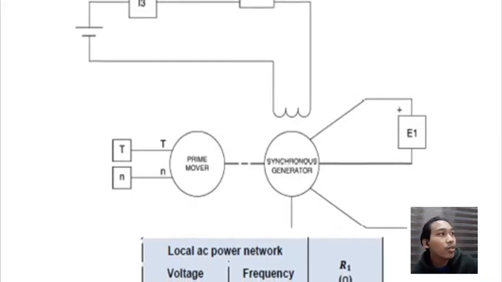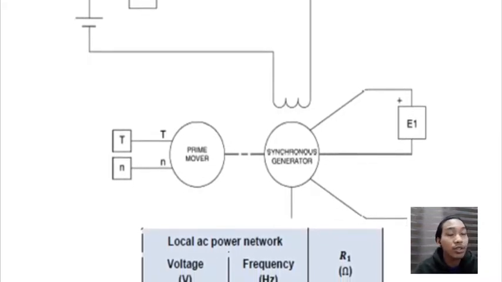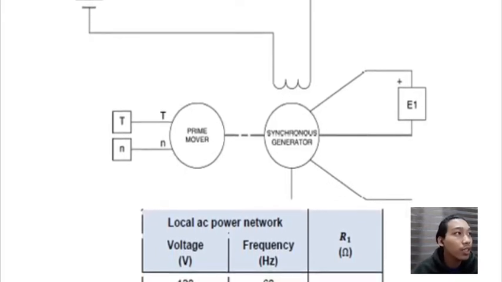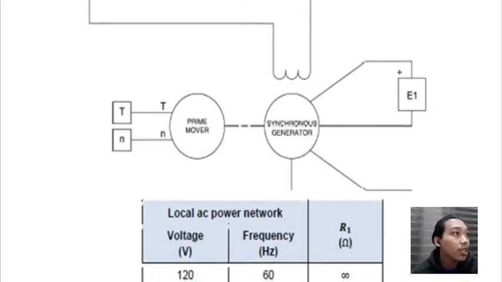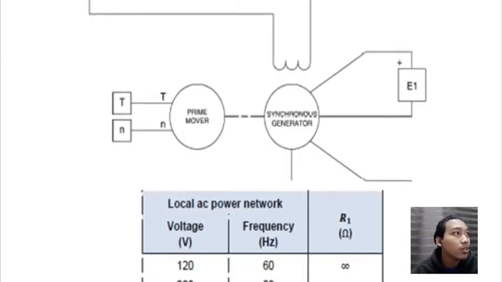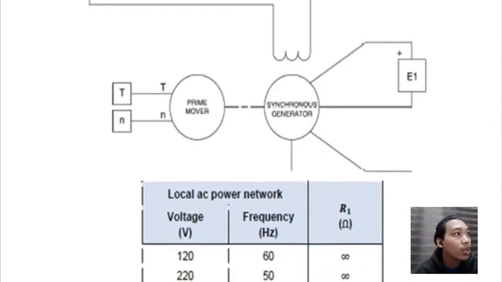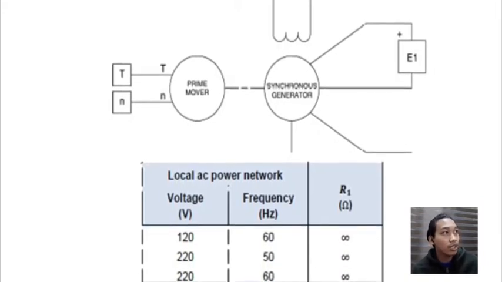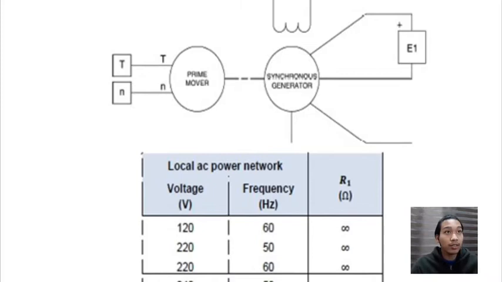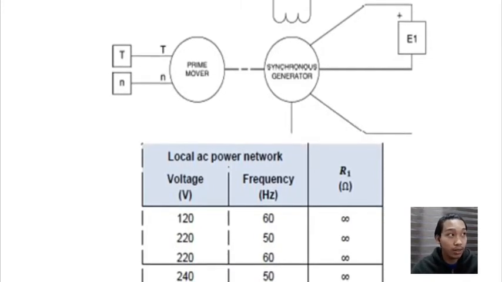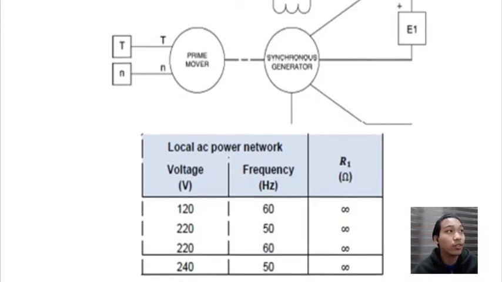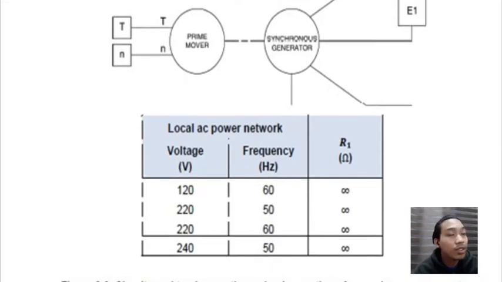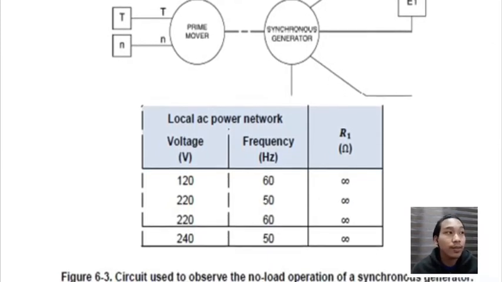The data will be given for voltage 120, then 220, after that the same 220, and last 240. For frequency, 120 is 60 Hz, and for 220 we set 50 Hz. After that we change the frequency to 60 Hz. Then for 240, the frequency is 50 Hz. So for R1 we set it as infinity.